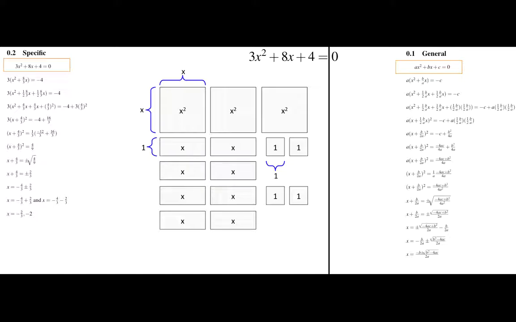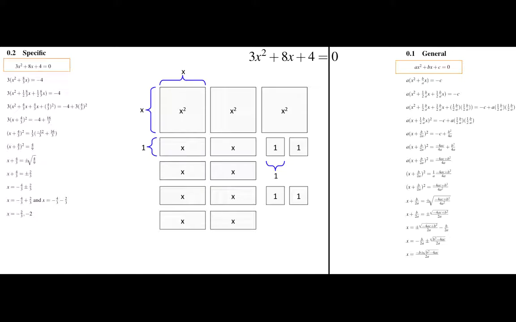So just to orient you a little bit to what's going on, you see on the left, this is our specific instance of a quadratic equation that we're going to solve using completing the square. On the right is the general quadratic equation that we're going to solve, and that's going to lead us to the quadratic formula. And in the middle is our kind of graphical representation.